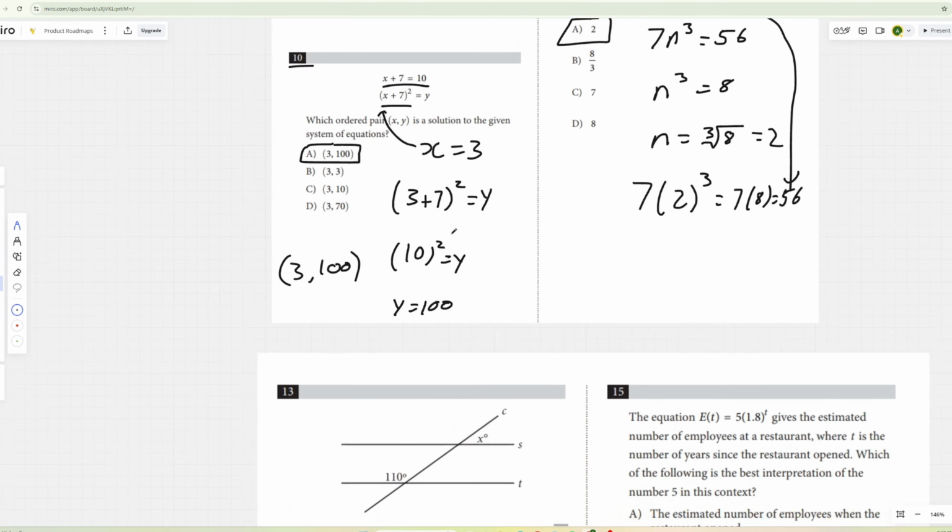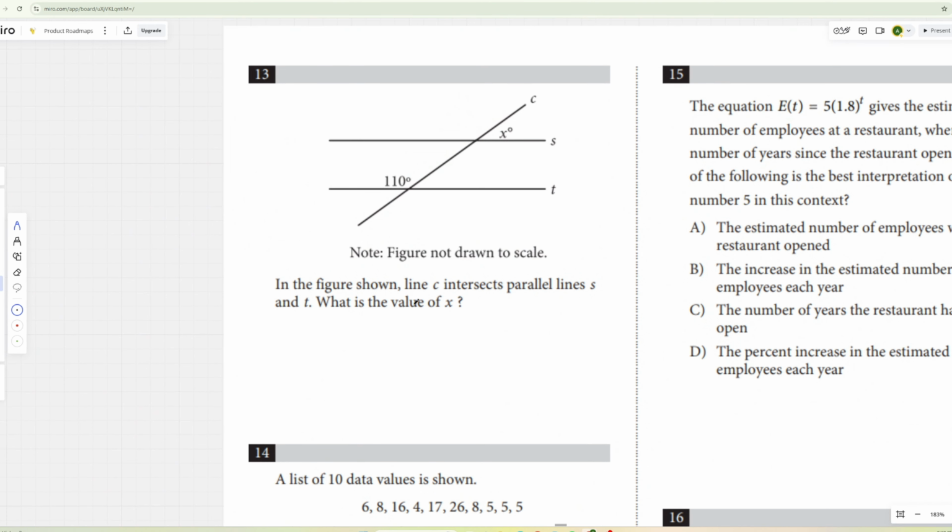Alright, next question. 13. In the figure shown, line C intersects parallel lines S and T. What is the value of X? Okay. There was a question on the most recent, I think, October SAT, something really similar. So it's very possible that's going to come up again. This is just basically, you need to know what alternate interior, alternate exterior, similar, vertical angles, stuff like that is. So how do you do this?